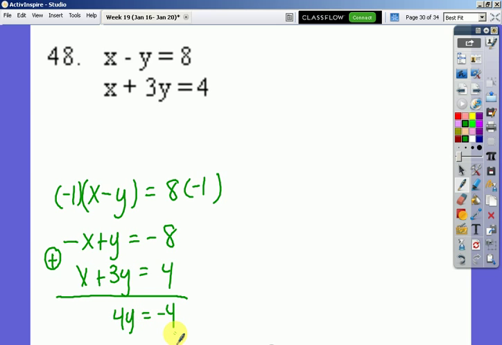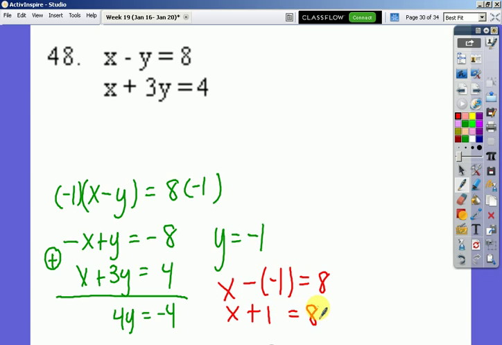So y equals what? Negative 1. Now that we know that, we're just going to plug it into one of our original equations, right? Either one. So let's just plug it into the first one. X minus negative 1 equals 8. So this is x plus 1 equals 8. So what's the value of x? 7. So my ordered pair is 7, negative 1. Okay. Check to see that it is a solution for both.